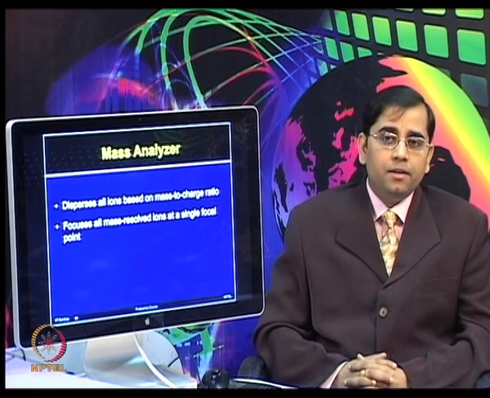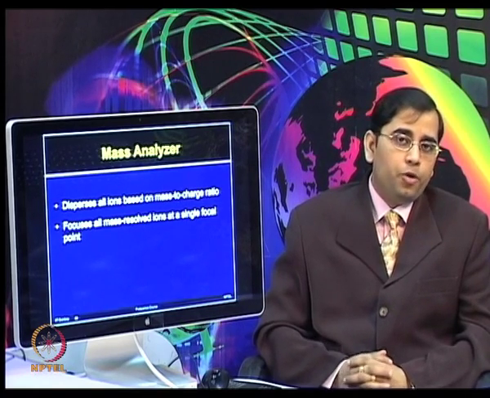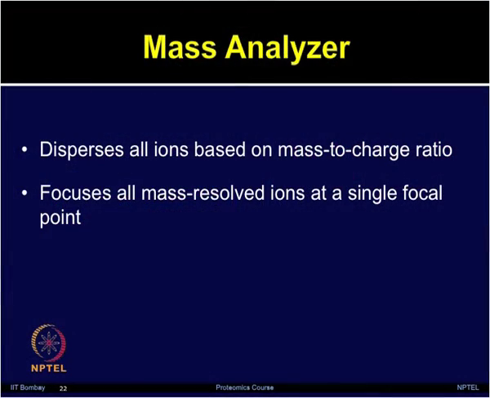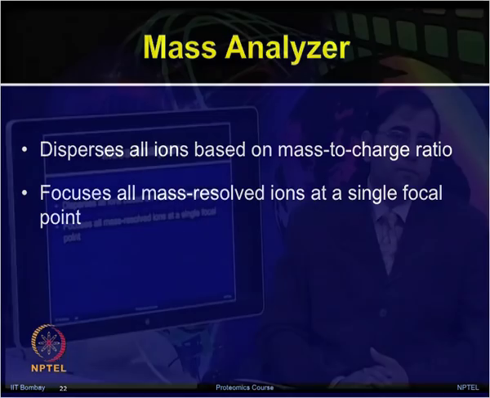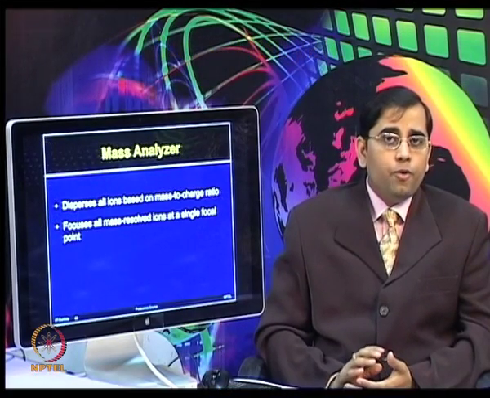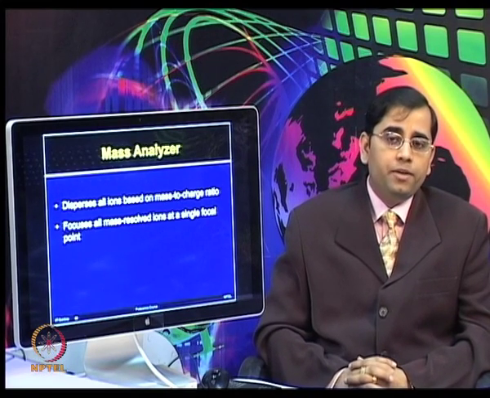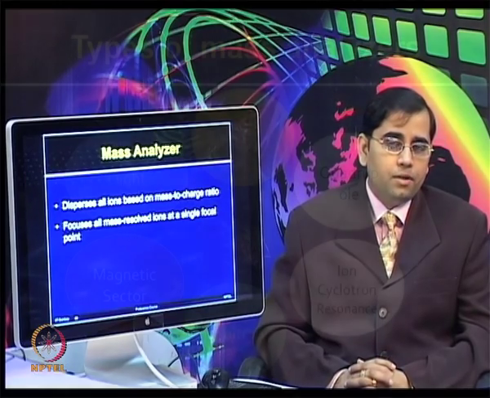A mass analyzer plays two most important functions. First of all, it disperses all the ions based on their mass to charge or m/z ratio. Second, it focuses all the mass resolved ions at a single focal point. Therefore, all the ions entering the mass spectrometer can have maximized transmission.